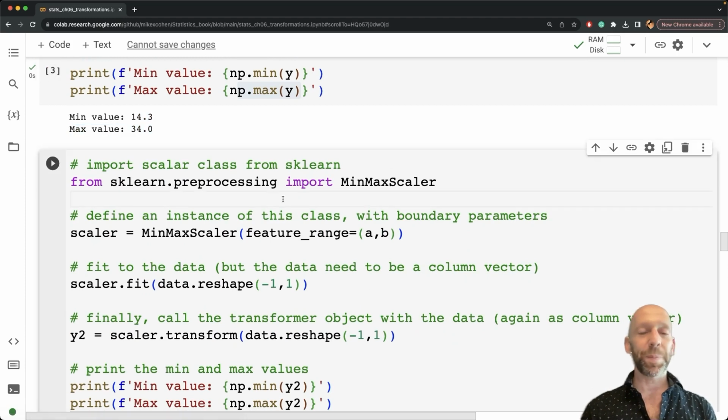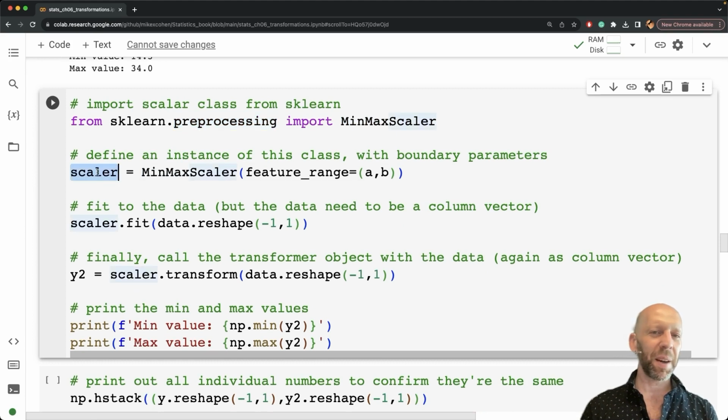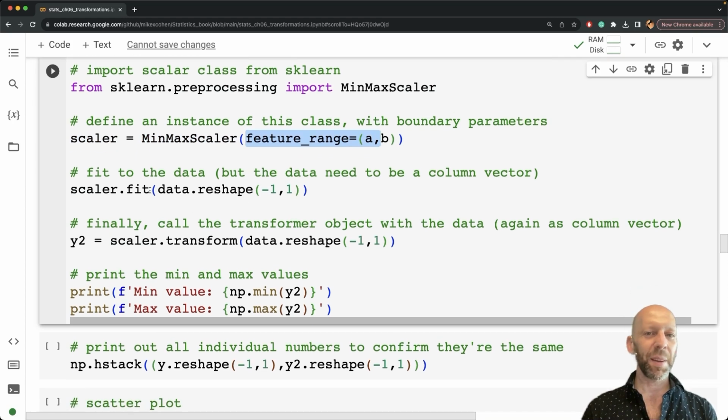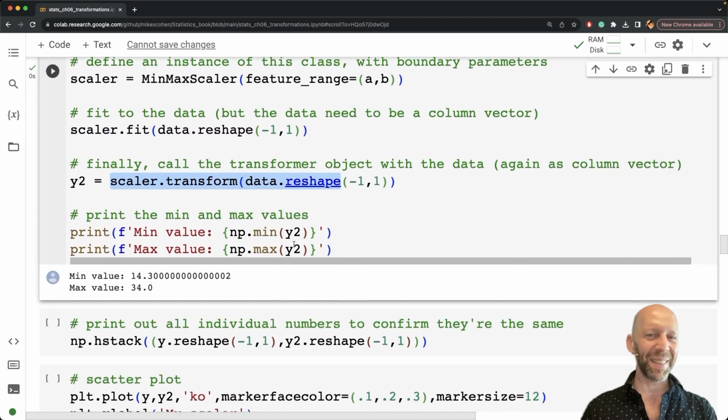Okay, so here's how you do it in Python using scikit-learn. In scikit-learn.preprocessing, there's a module called MinMaxScaler. Or sorry, it's a class. This is the module. And then you have to define a new instance of this class with this feature range. And then you have to make sure the data are reshaped because this thing is really finicky. You have to fit the scaler and then apply the scaler to the data. To be honest, let me talk about this in a moment.